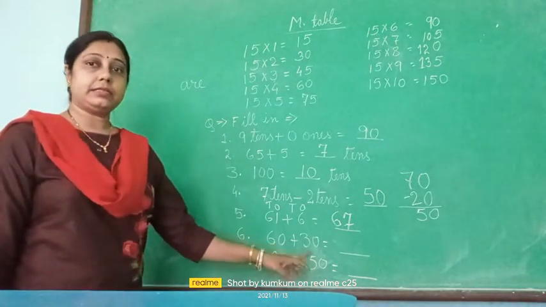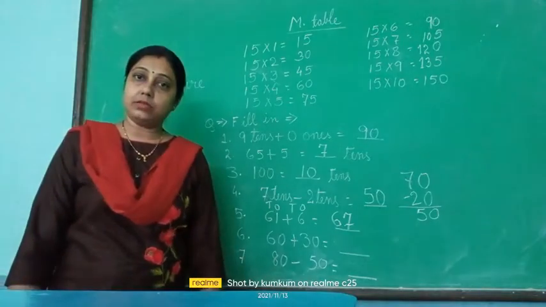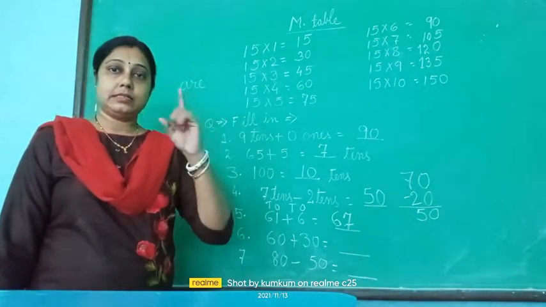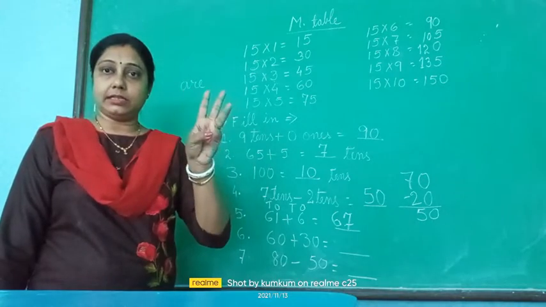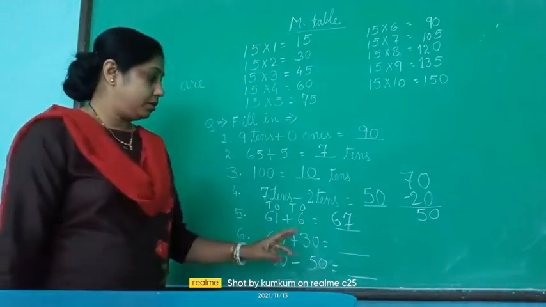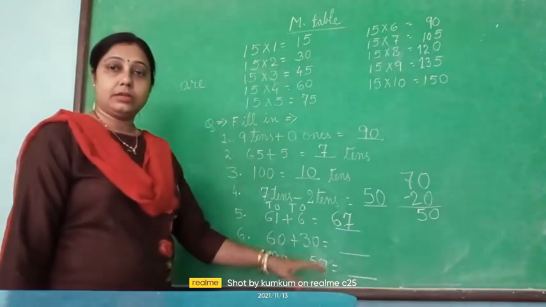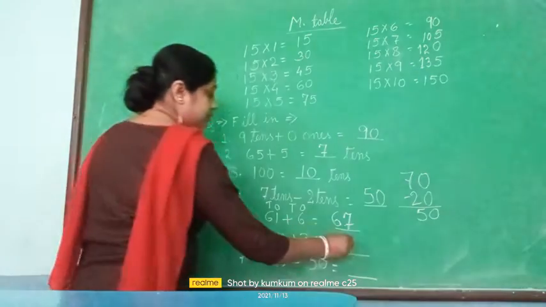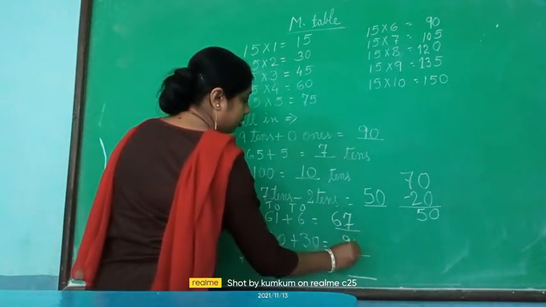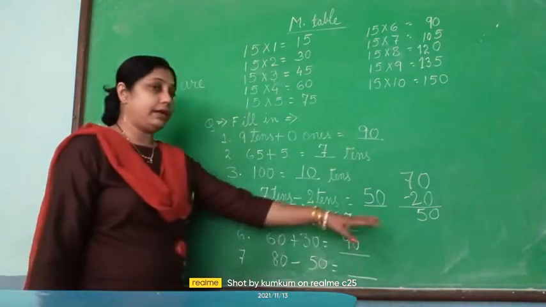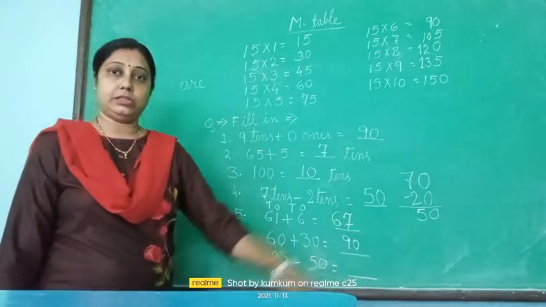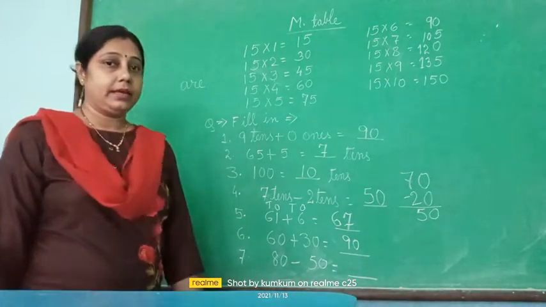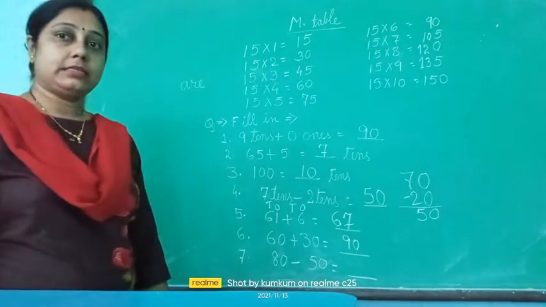Next, 60 plus 30. You can leave the zeros, or you can add the digits. So after 60, jump in tens: 70, 80, 90. This is the easiest one. Because you have to jump 30, so in tens you jump 3 times, so it becomes 90. Or if you feel it is hard, you can do the rough work and you can do the addition in the rough place.